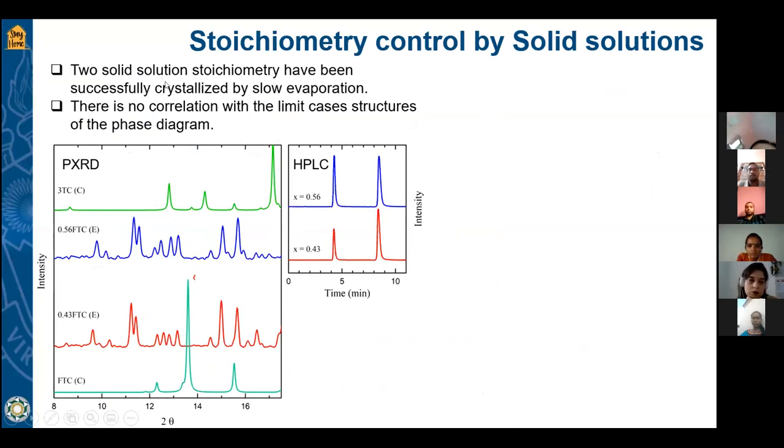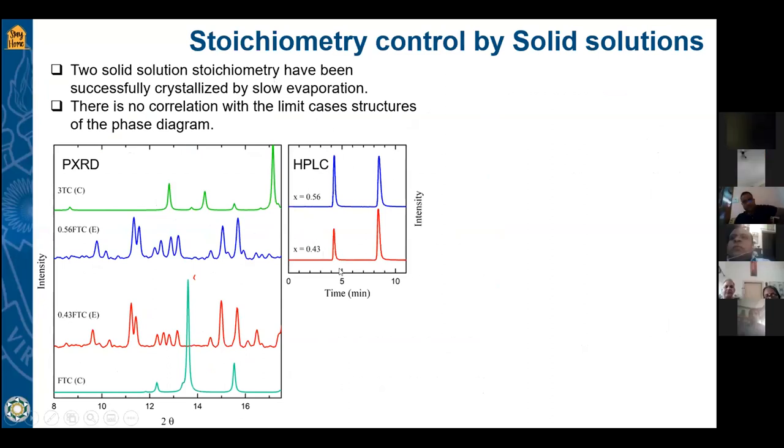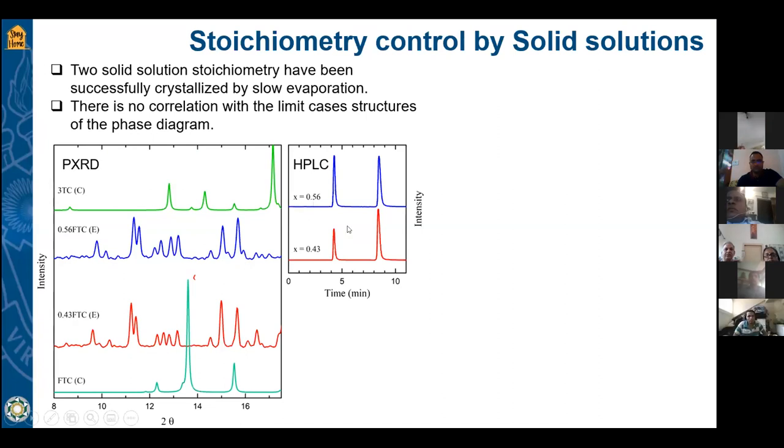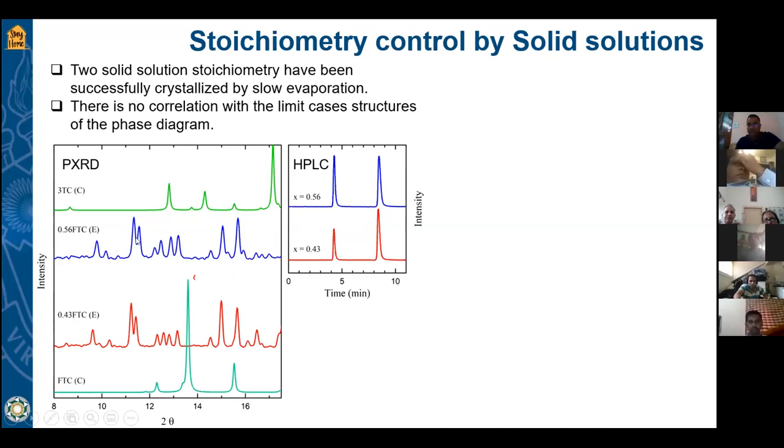but we got two concentrations for that, confirmed by HPLC. It was with 56 and 43% of FTC in 3TC. But the surprising thing is when we compare the powder pattern of the solid solution with the raw material, they are completely different, which is surprising.